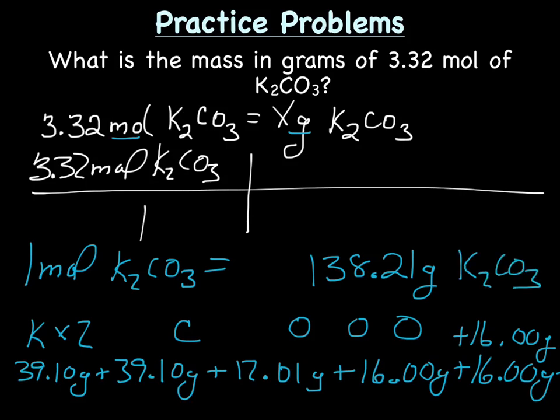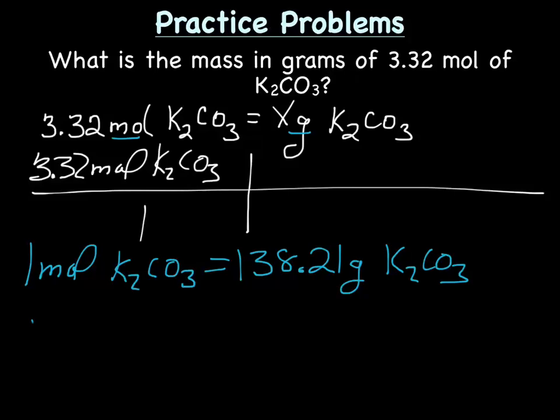K2CO3. Although before I commit too far, I should double check my sig figs, because we're adding, in this case, digits after the decimal. And they all have 2. And if you haven't noticed by now, most of the atoms on the periodic table have 2 digits after the decimal. So our equality is 1 mole of potassium carbonate equals 138.21 grams of potassium carbonate.